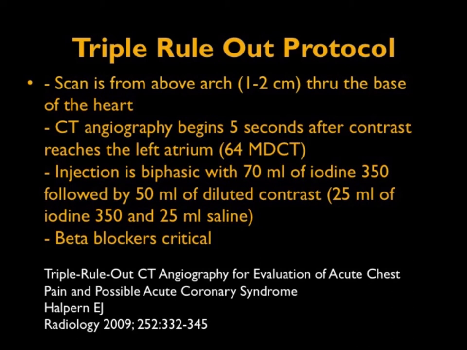When we talk about a triple rule out, just some technical points that haven't changed. Scanning from above the heart, above the arch, through the base of the heart. In this article by Halpern, a little older scanner, 64 slice, the way they did the study, injection with a biphasic injection, 70 ml iodine 350 followed by 50 of diluted contrast, and they found their studies were adequate.